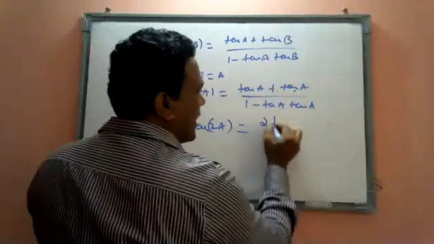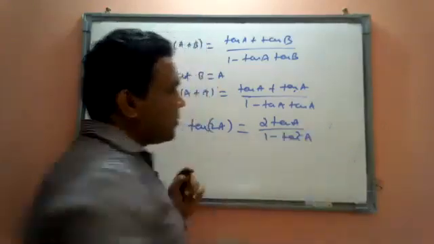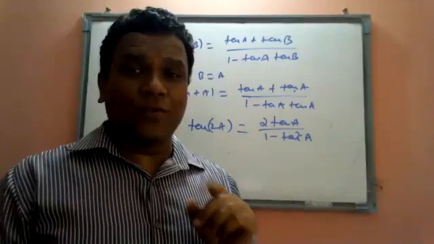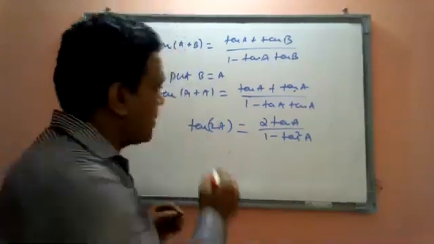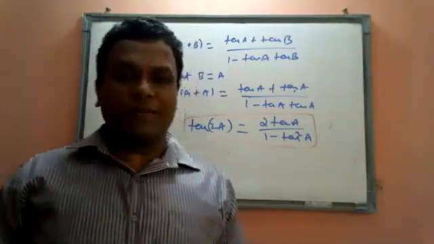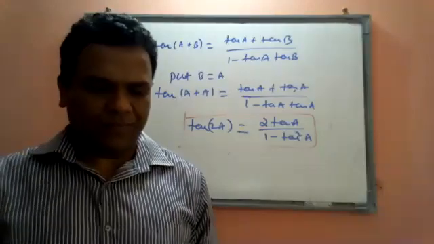And this you can add to get 2 tan a by 1 minus tan square a. Luckily, tan will not create any problems for you. Only one formula for tan 2a. So the formula for tan 2a is 2 tan a by 1 minus tan square a. Just go through this and tell me if it's clear.